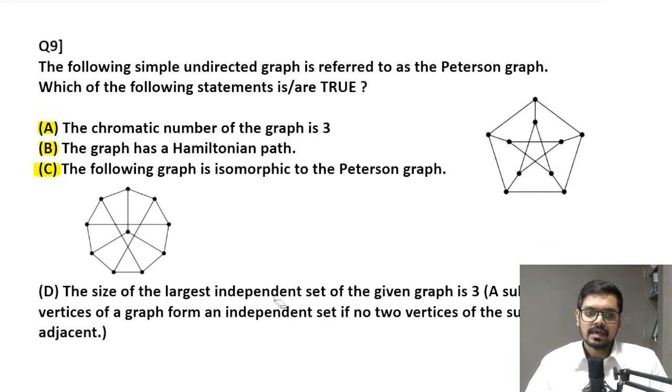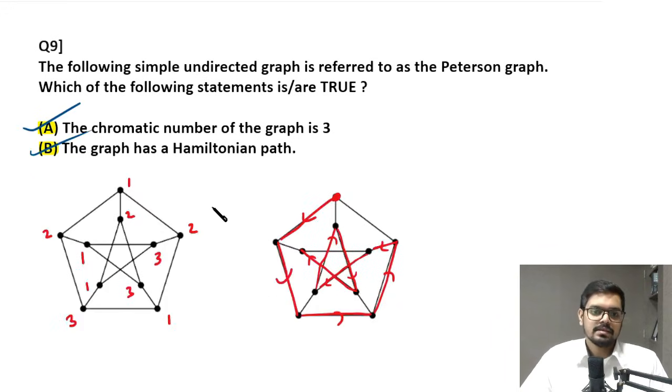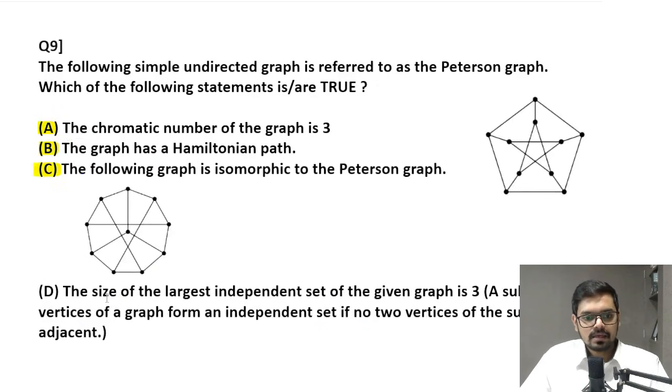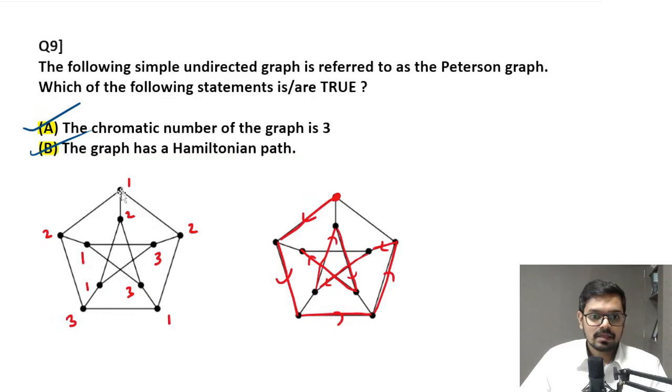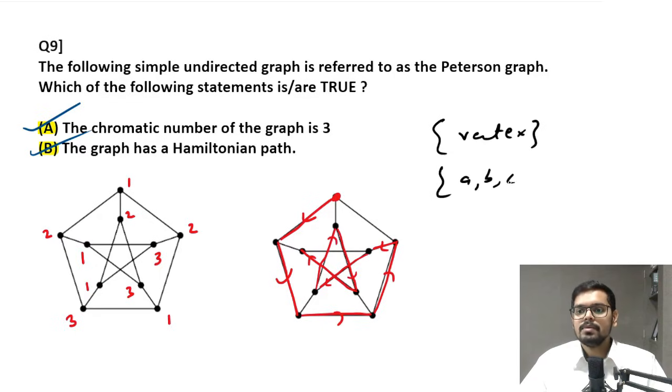A, B, C is correct. D is wrong. Reason is very simple. They are saying the size of the largest independent set of the given graph is 3. What is an independent set? If there is a set of vertices A, B, C, and so on, they should not be neighbors of each other.